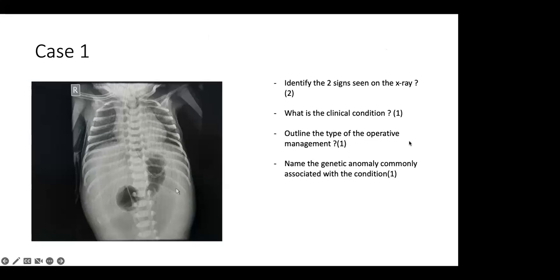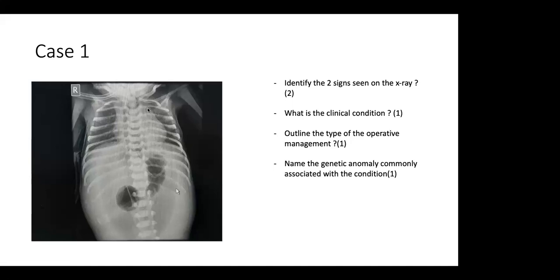So yeah, I do see a lot of answers coming. So one thing in this, as you rightly pointed out, is a double bubble sign that is suggestive of duodenal atresia. But something else which is also there is free air, like a football sign, and also a ligamentum teres sign, which is suggestive of a perforation.